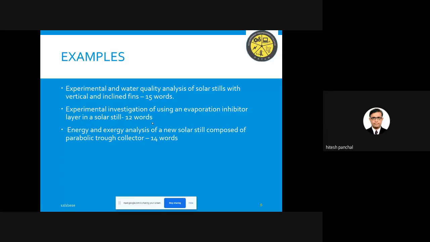Okay, the first one is "Experimental and water quality analysis of solar stills with vertical and inclined fins." I have counted the words, and it is a total of 15 words, so it is okay. Then, "Experimental investigation of using an evaporation inhibitor layer in solar still." It is also a research article already published by a desalination journal having an impact factor above 7. It is around 12 words, so it is okay.